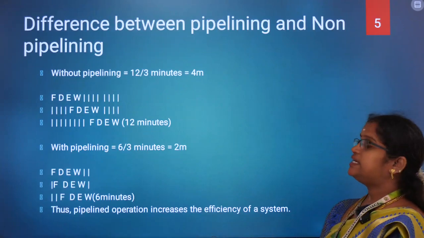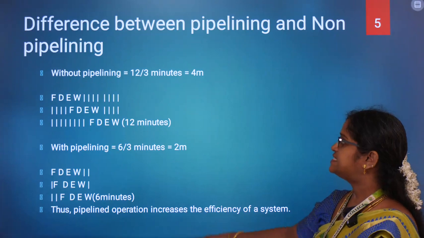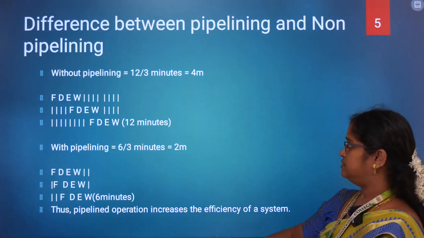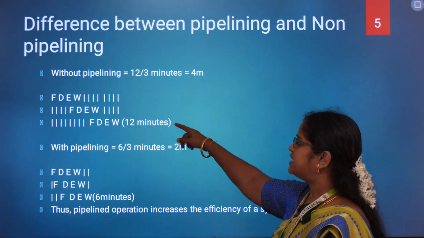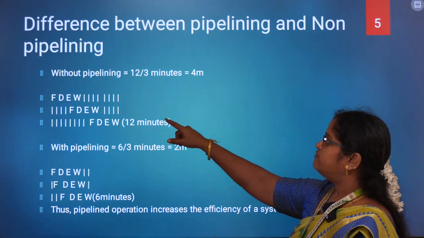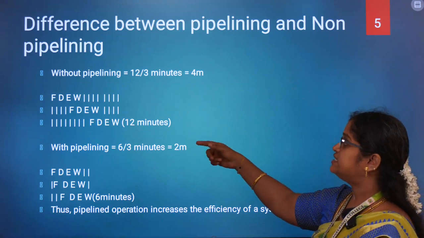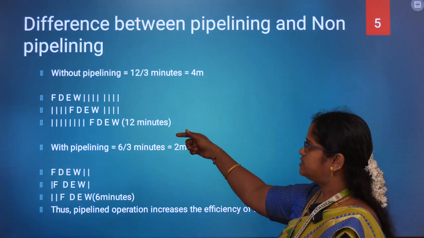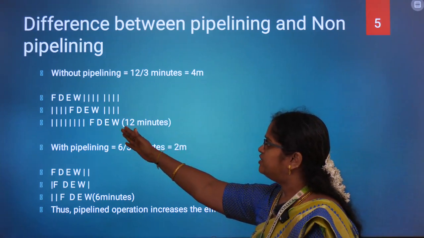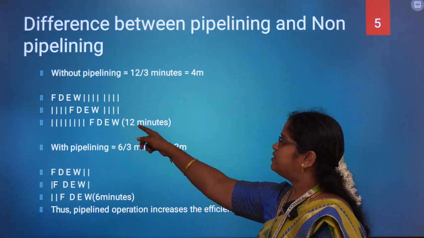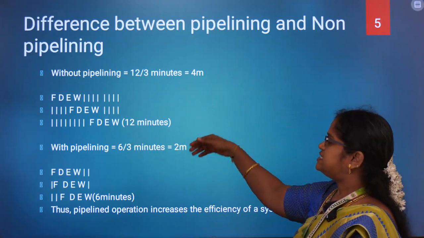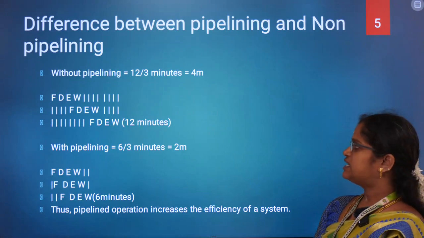Difference between pipelining and non-pipelining. For this example, normally three instructions are executed individually: fetch, decode, execute, write result for the first instruction. The second instruction also goes through fetch, decode, execute, write. So the three instructions take 12 minutes for completion.